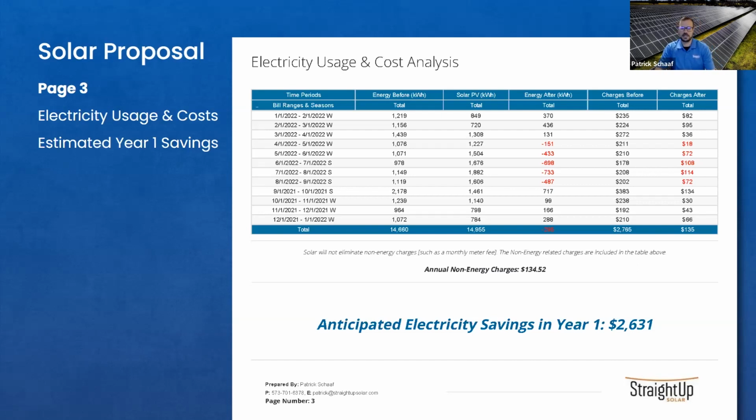This is probably Ameren Missouri, if I'm looking at it right. It's $134.52. It's about $8 a month, I think, is what that comes up to be. Maybe it's Ameren Illinois for 12. Those are things that no matter how much energy you produce, you're still not going to be able to offset, because they're just a base meter fee or a customer charge, as some folks would call them. So, the anticipated electricity bill savings in year one would be $2,631.